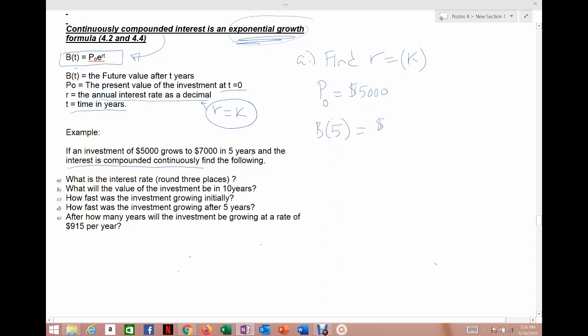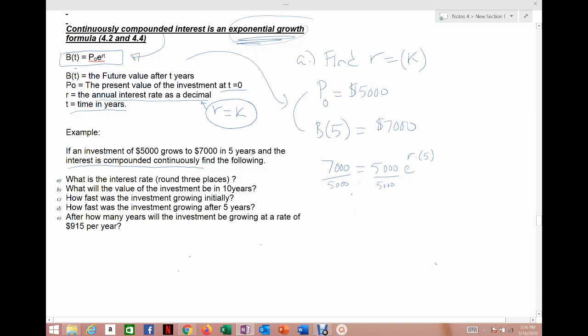Our investment grew to $7,000. That's the information I'm going to plug into my equation to solve for my interest rate, r. So 7,000 is my future value, so that's what I set it equal to. 5,000 is my initial value, times e raised to the r times 5, because in 5 years it grew to 7,000. That's this information. And now just solve for r. So first step, divide by the initial value.